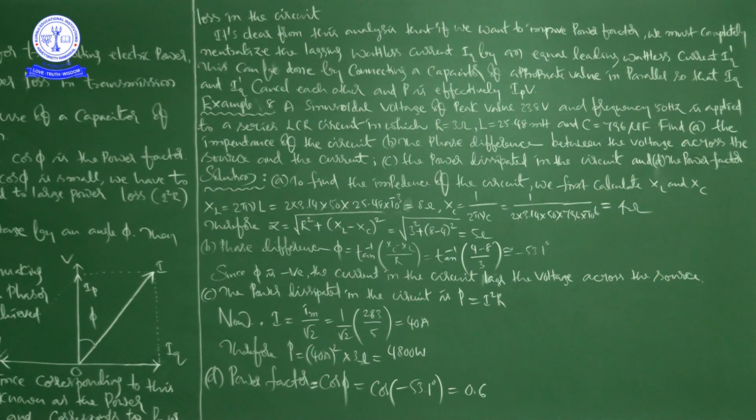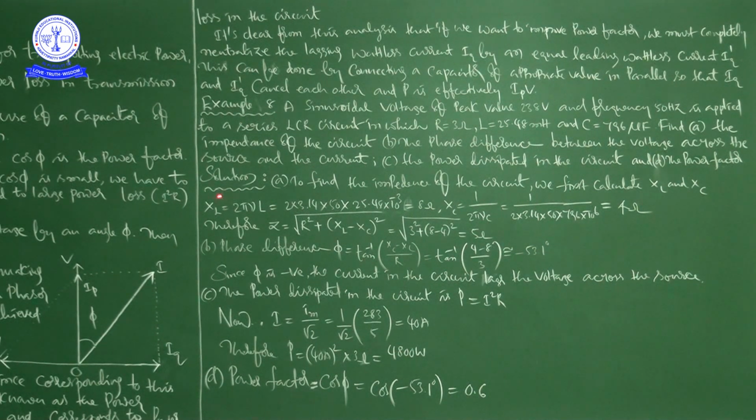First, A. To find the impedance of the circuit, we first calculate XL and XC, because XL and XC are part of the formula. R value they have given directly, but XL and XC we don't know. So first we have to calculate XL and XC. The formula for XL is 2 pi nu into L, and the formula for XC is 1 by 2 pi nu into C.